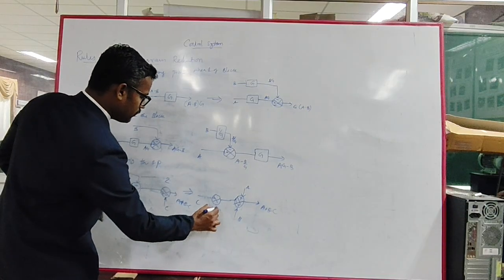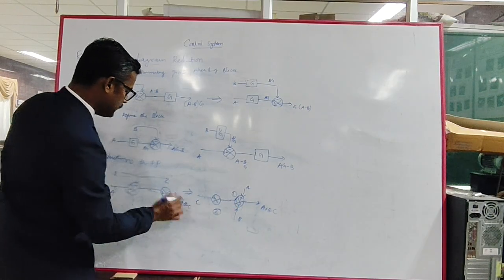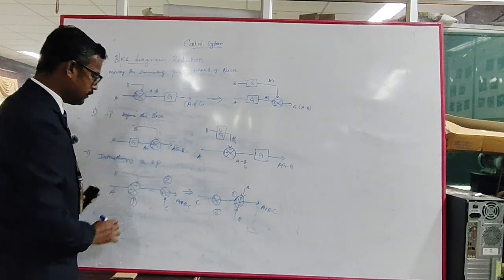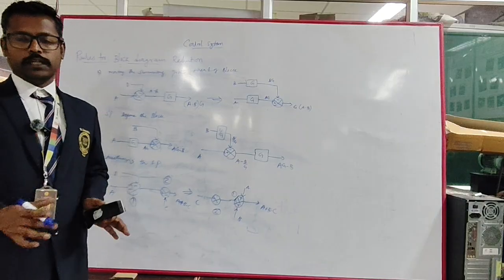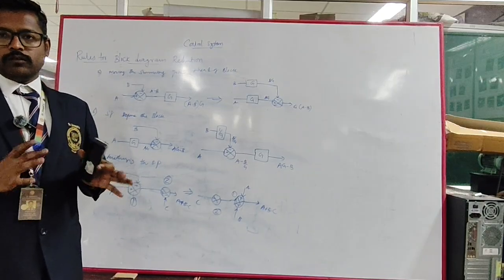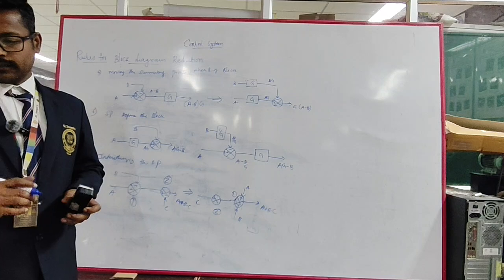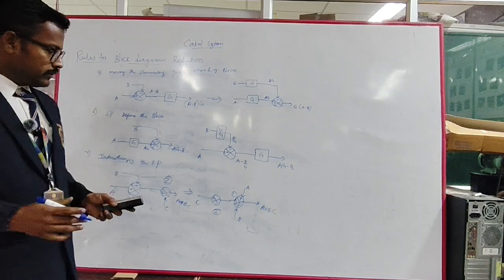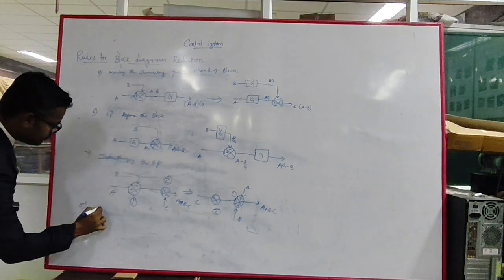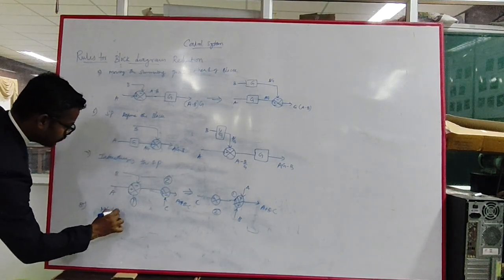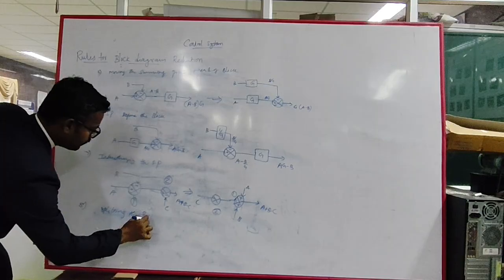Okay, so interchanging the summing points: this is summing point 2, this is summing point 1. So we are interchanging summing point 1 and 2. Nothing will happen while you interchange them, but based on that we have to interchange the signals, that is very important. Okay, and splitting the summing points. Like interchanging, we can also split the summing point. The 8th point is splitting the summing points.